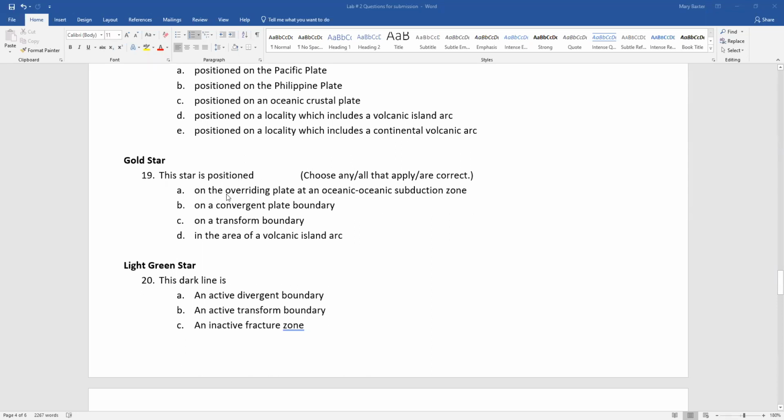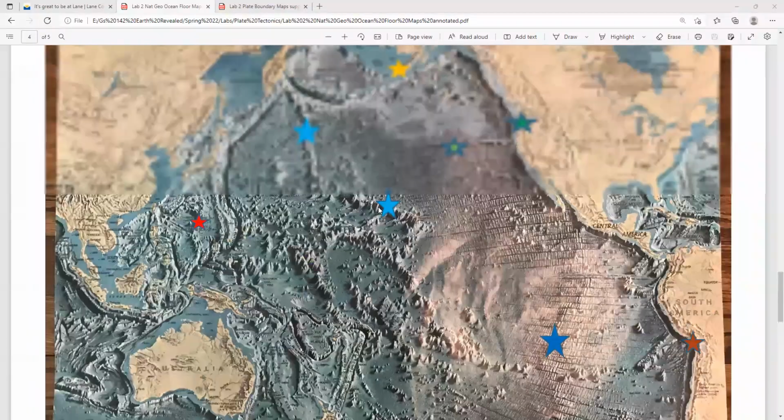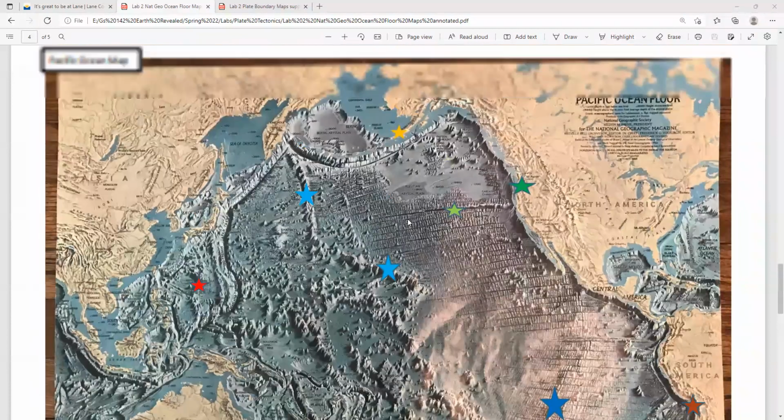This star is positioned, choose any and all that apply. It's positioned on the overriding plate in an oceanic subduction zone. We'll see. It's on a convergent plate boundary. Well, if A is true, then B is going to be true. But if A isn't true, is it on a transform boundary? And then again, is it positioned in the area of a volcanic island arc? Well, if you've got A and B true, then you probably have D being true too. So let's go out and take a look at that area. That is the gold star. Gold star, here, up here in the north.